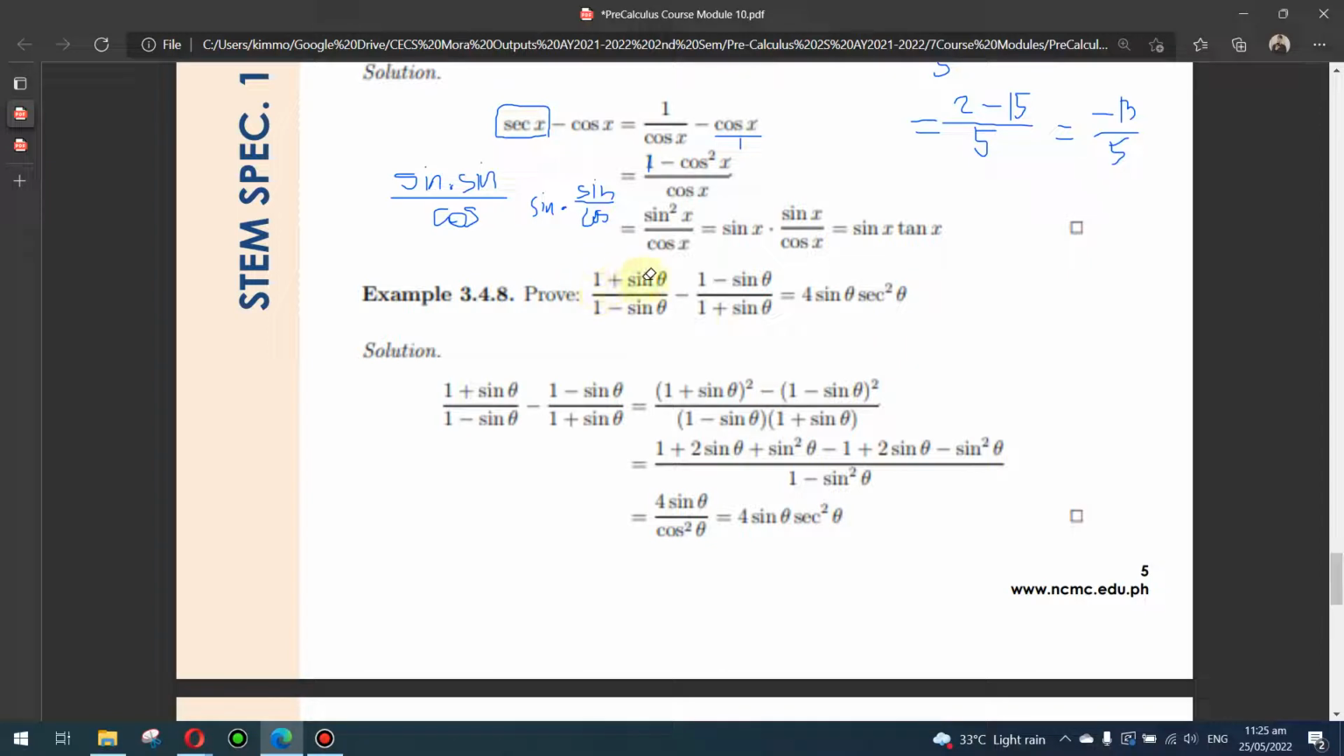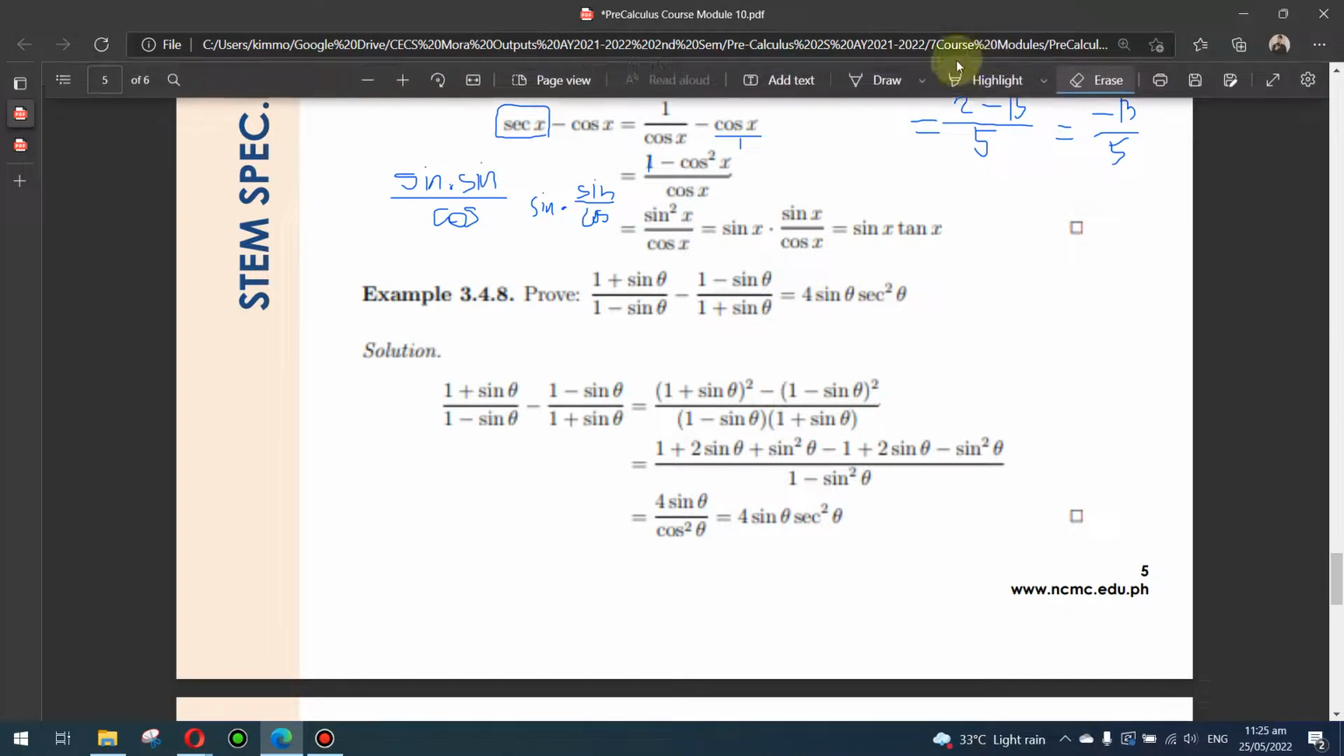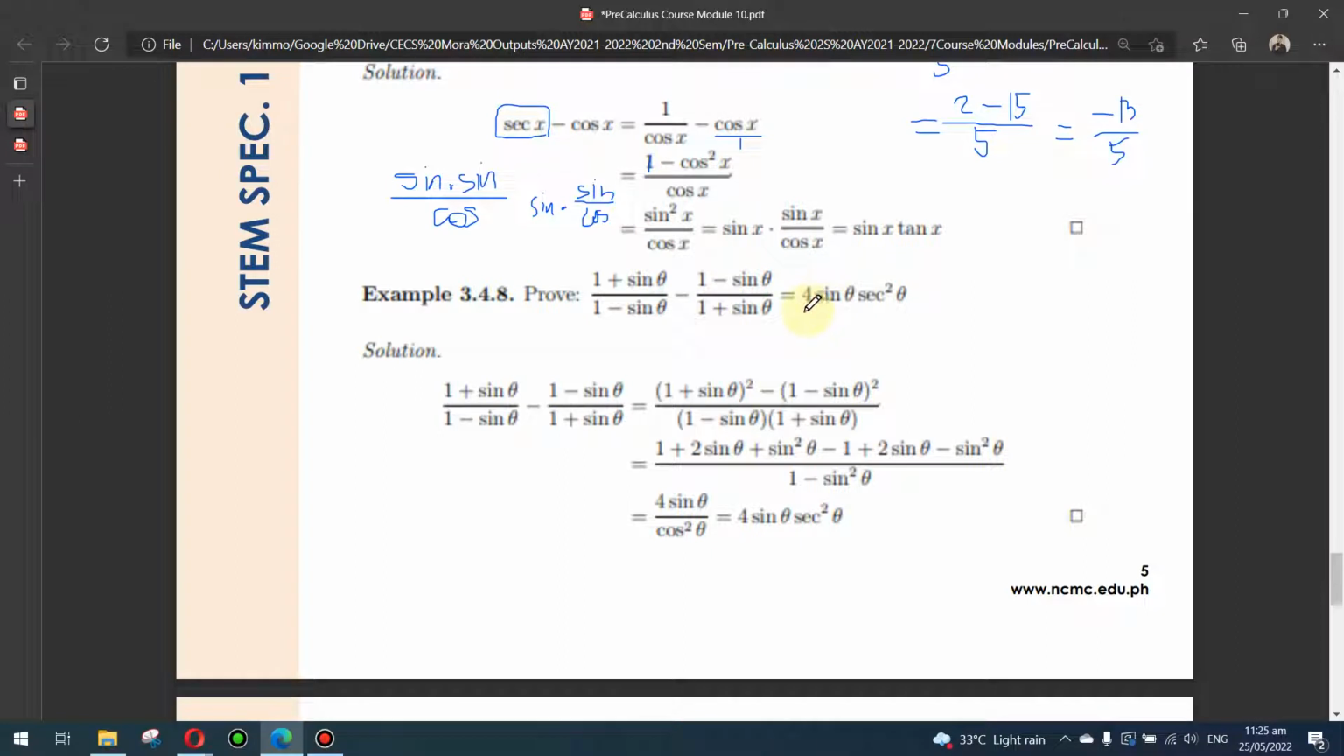Sige. So example, another example. 1 plus sine theta over 1 minus sine theta minus 1 minus sine theta over 1 plus sine theta is equal to 4 sine theta secant squared theta. So, sa ganito, kung mamili ka sa duha ka side sa equation, dapat ang imong piliyon katong complicated. Dapat imo siyang i-simplify, no? Nga may mo siyang parehas or ma-equal ani niya. So we choose the complicated part. So obviously kani jud ang complicated no kani nga side. So we have this side.